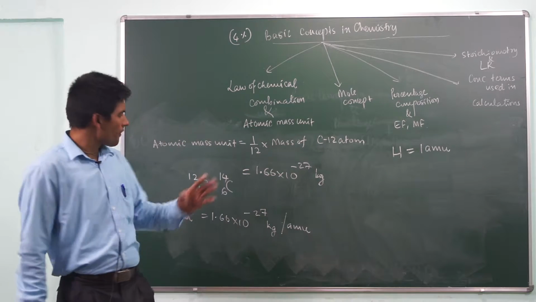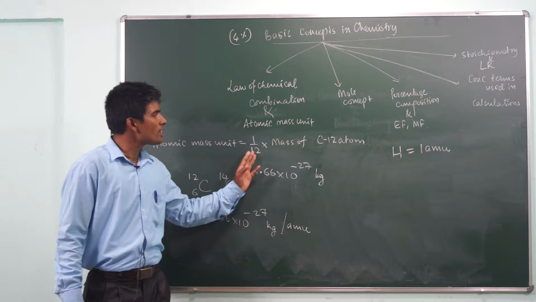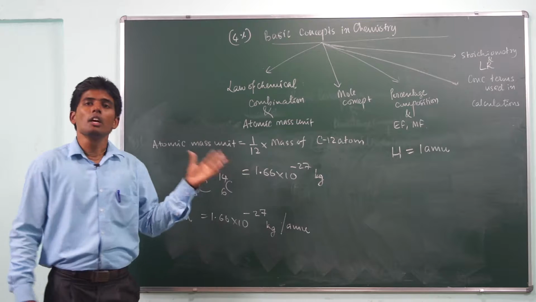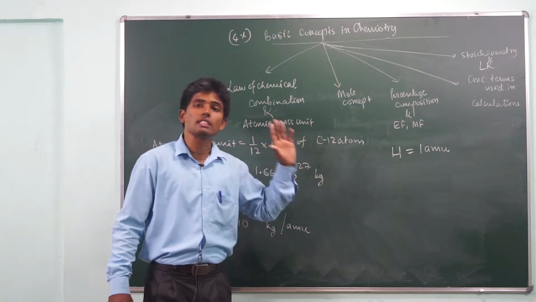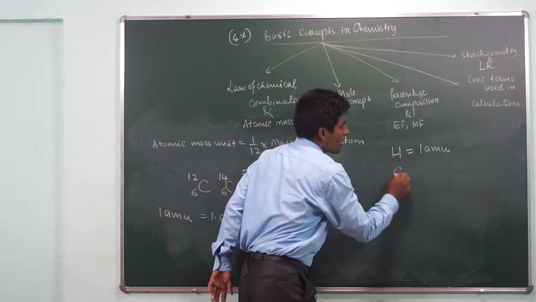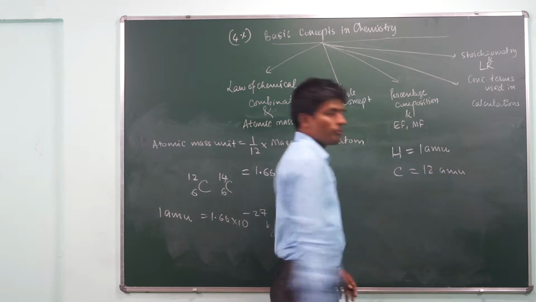So as per the definition of AMU, that is atomic mass unit, it is 1/12 of the mass of C12 atom. Based on this definition, we have assigned atomic masses of different atoms. For hydrogen we have 1 AMU, for carbon we have 12 AMU, and so on.